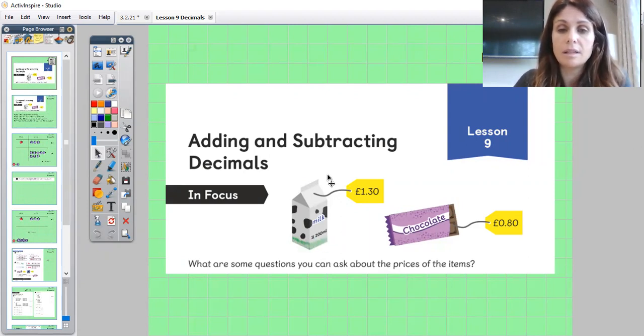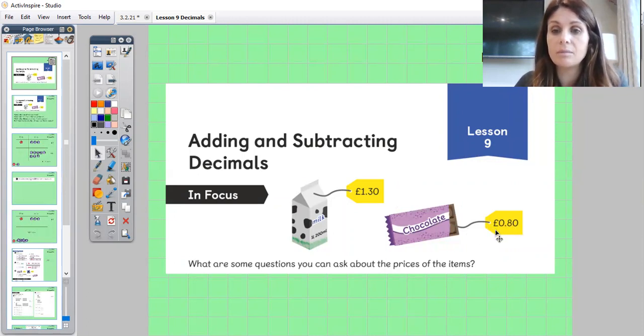But this milk carton costs £1.30. We've got our pound sign there. Note that we don't have a pence sign, we only have pounds. So when we go into pounds, we definitely only have the pound sign and not the pence sign. So £1.30. This is our pounds column, and then these are our pence, but we don't call them pence. So that's really important.